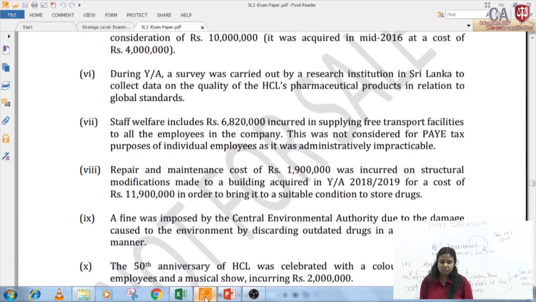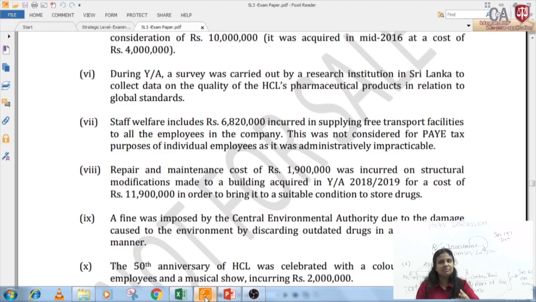Then next one, the repair and maintenance cost of rupees 1.9 million was incurred on structural modification made to a building acquired in year of assessment 1819. A building repair has been done, it's repair and maintenance, for a cost of rupees 1.9 million, in order to bring it to a suitable condition to store drugs. Then it is more or less not maintenance, it's a part of the repair, to take the building to usable condition for the particular purpose. Therefore, the first thing in this kind of adjustment, you have to look at what is the category of the depreciable asset. It is a building. The cost of the building has been given and the repair has been given. Now you have to look at what is the provision of the law. Under section 14, if it is a building, it is a class 4 depreciable asset.